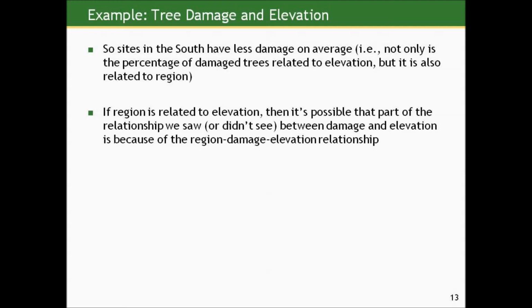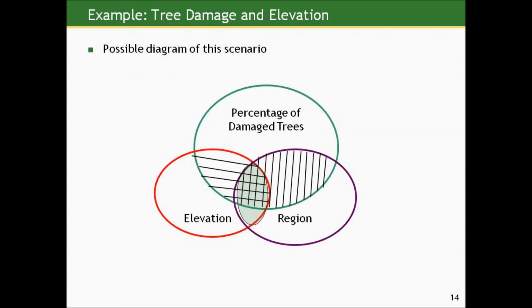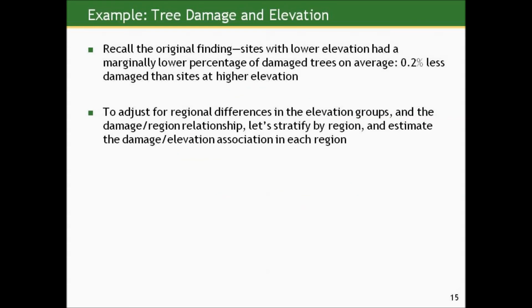Here's just a potential Venn diagram for you. We saw almost no difference in the average percent of damaged trees between elevation groups when considering all sites. But now, to adjust for potential regional differences in the elevation groups, let's stratify by region and re-estimate the same association between damage and elevation separately for northern and southern sites. So let's look only at southern sites. There were not many southern sites, and only 2 of the 8 that we have were at lower elevation.